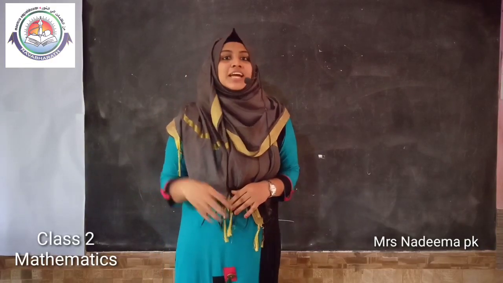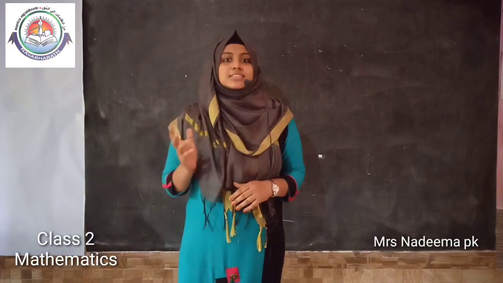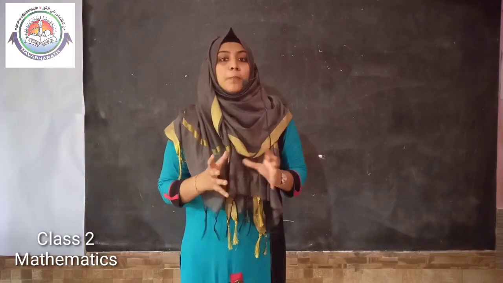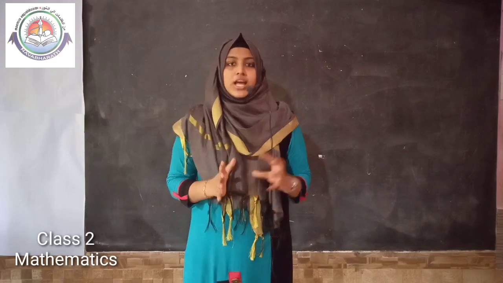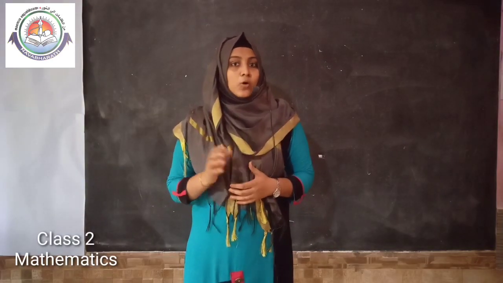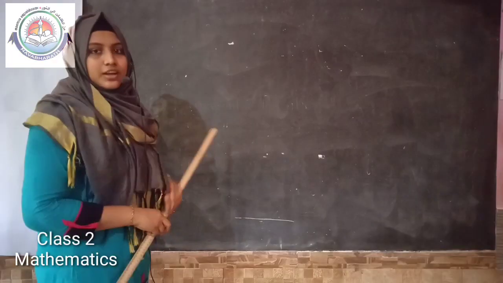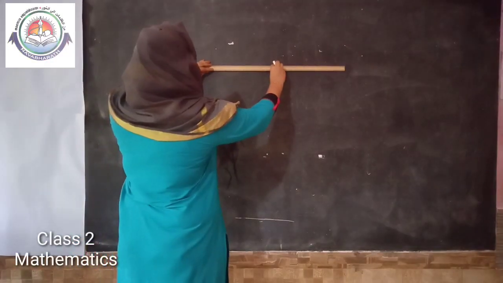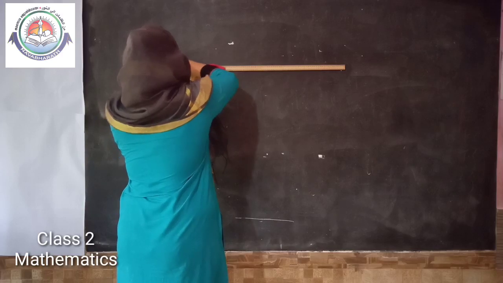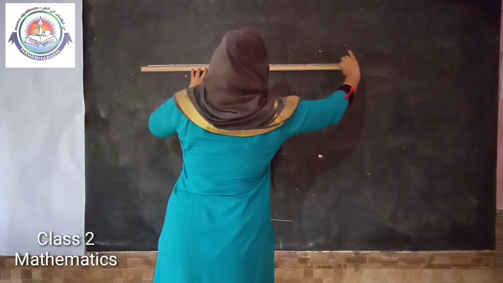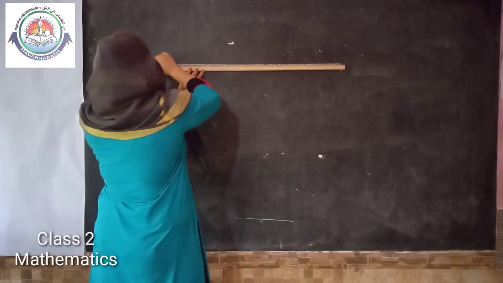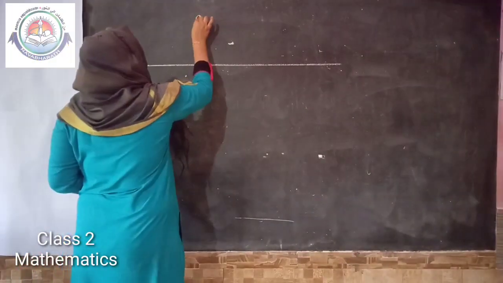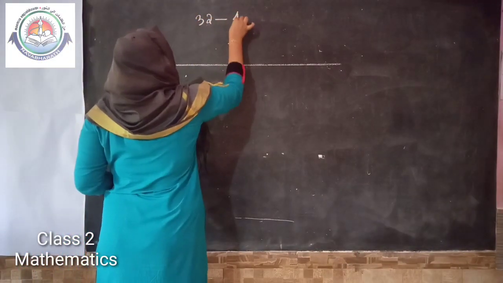Good morning, dears. In previous class, we studied about number line and how to mark numbers on a number line. If we want to mark the numbers from 32 to 40, how will we mark on a number line? Let's see. First, we will take a ruler or scale and draw a straight line. Here is a straight line, and we want to mark in this number line from 32 to 40.